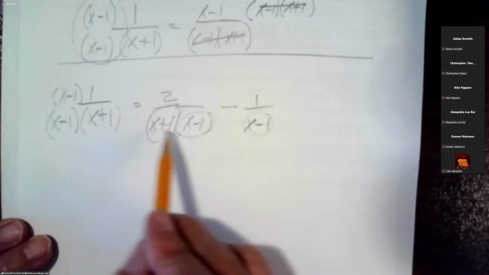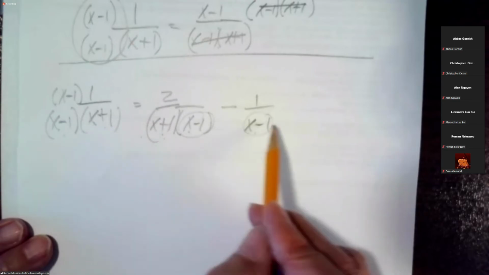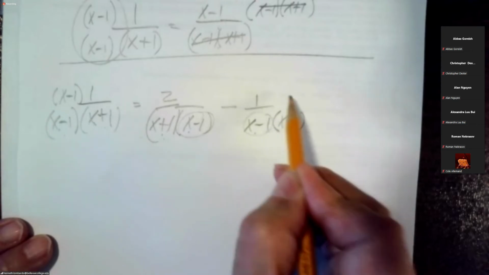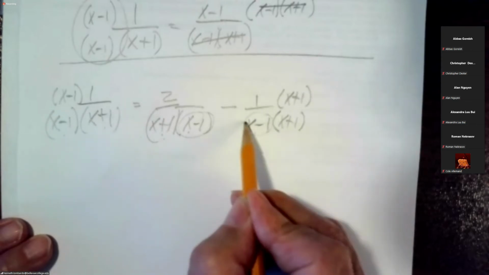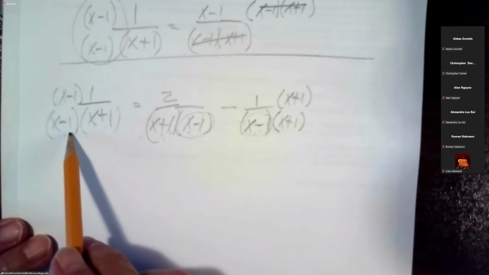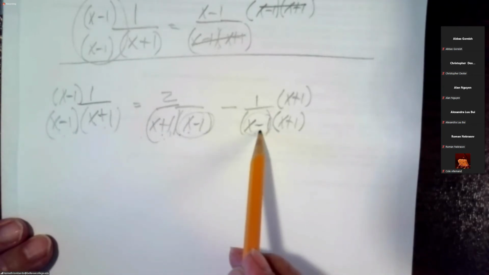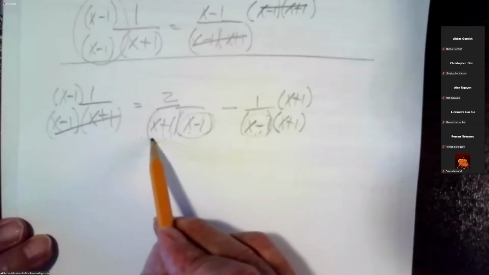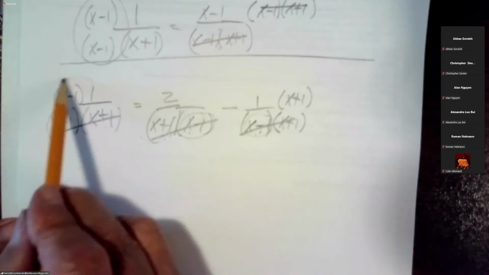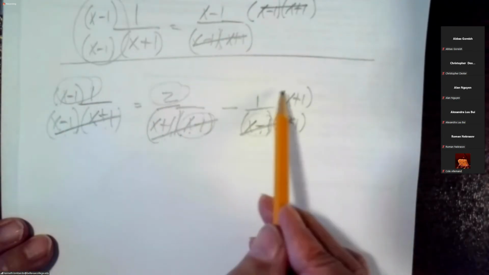So now we have an x plus 1, x minus 1. That's good. This has just an x minus 1, so it needs an x plus 1. So I'll put an x plus 1 in the numerator and denominator. Now every denominator is the same. And now we can eliminate them by multiplying through by that denominator, and that will cancel those out. Now we're left with just this equals this minus this.